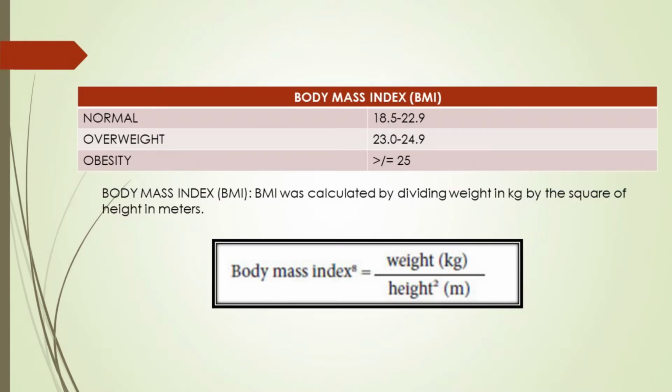Finally, body mass index, which everybody knows. It's weight in kilograms divided by the square of height in meters. Anything between 18.5 and 22.9 is considered normal, and anything equal to or above 25 is considered abnormal.